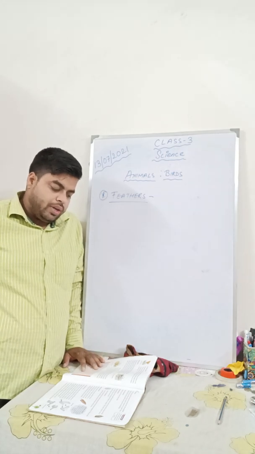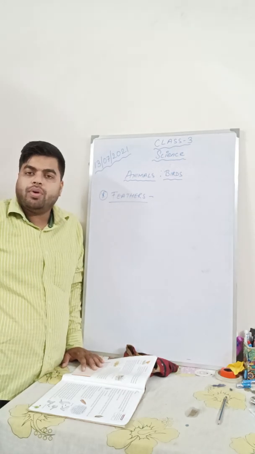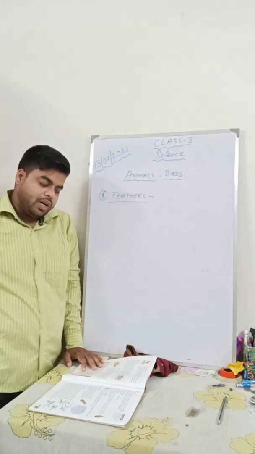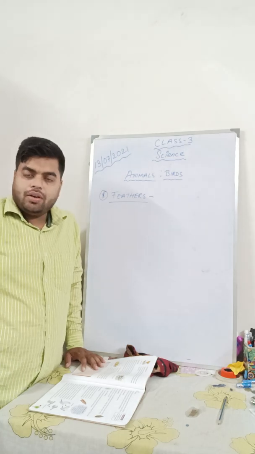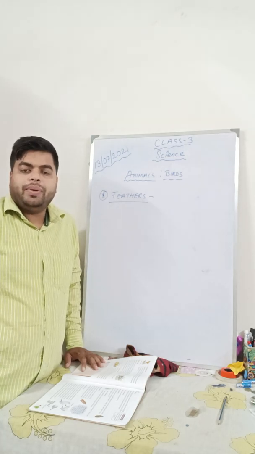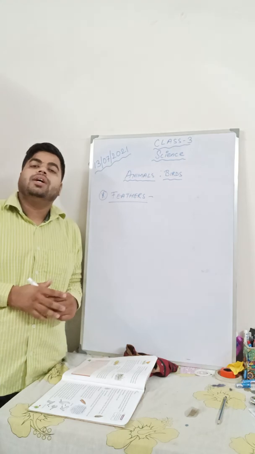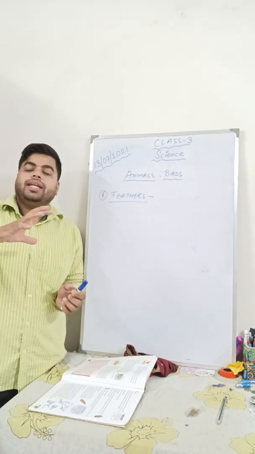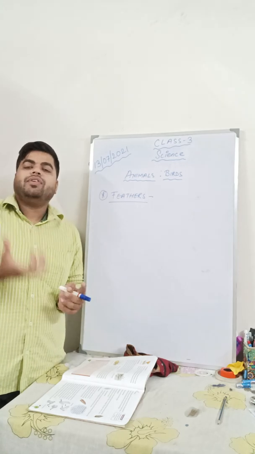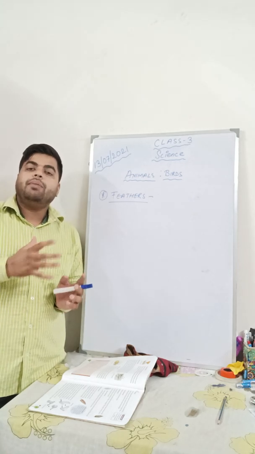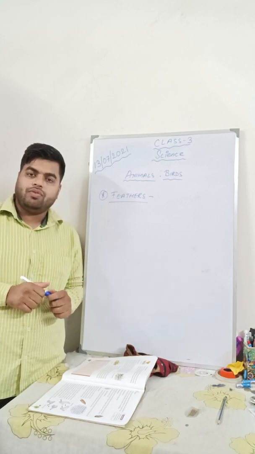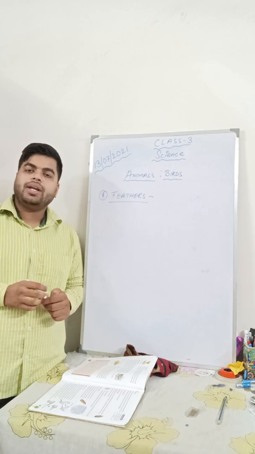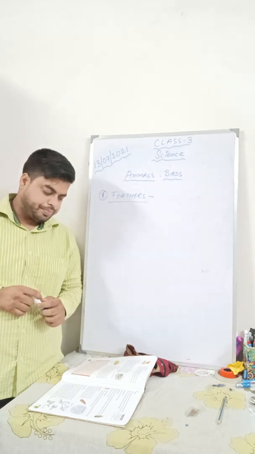They are the most unique and important feature of a bird. They help the bird to keep its body warm and to camouflage. That means the feathers can be of different colors and mix with the environment so that they can protect themselves. What do you mean by camouflage? Camouflage means changing its color so that they can mix with the environment and protect themselves from enemies.